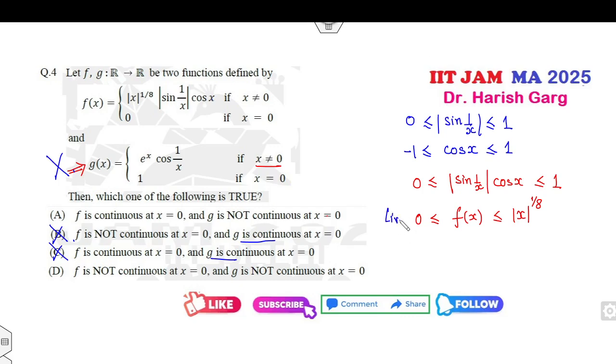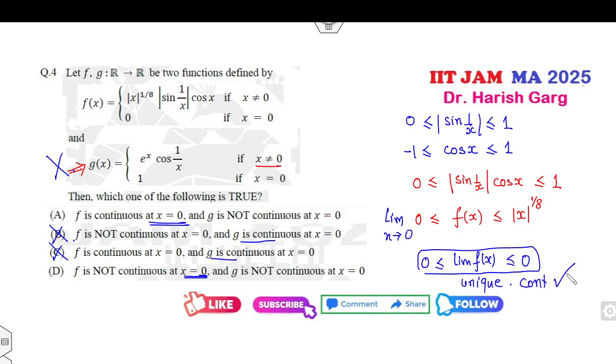Now again your target is to check the continuity at x equal to 0. I can take x approaches 0. The left hand side is 0. This function is my f(x). And this value will be 0, and you can see this will give you the unique limit. So once it's a unique limit, that means yes, this is continuous. F is continuous and G is not continuous. A is my right answer of this problem.